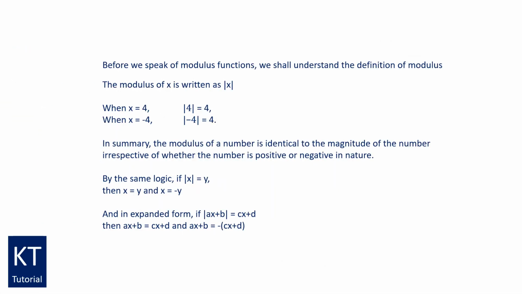Now, before we speak of modulus functions, we shall understand the definition of modulus. The modulus of x is written as two bars sandwiching the x. And when x is equal to 4, modulus 4 is 4. And when x is minus 4, modulus minus 4 remains 4. In summary, the modulus of a number is identical to the magnitude of the number, irrespective of whether the number is positive or negative in nature.